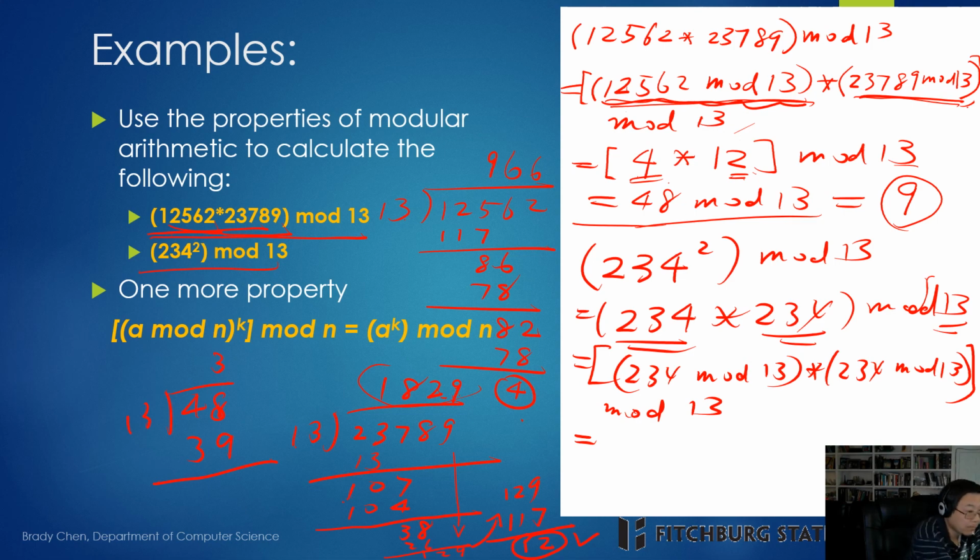Let's check. We need to get the remainder when 234 is divided by 13. 234 divided by 13, right? So we put the 1, 13. So we have 104. Then what do we put? We can put the 8. 3 times 4, 3 times 8, 24. And we carry 2 to the next position. 1 times 8 plus 2, 10.